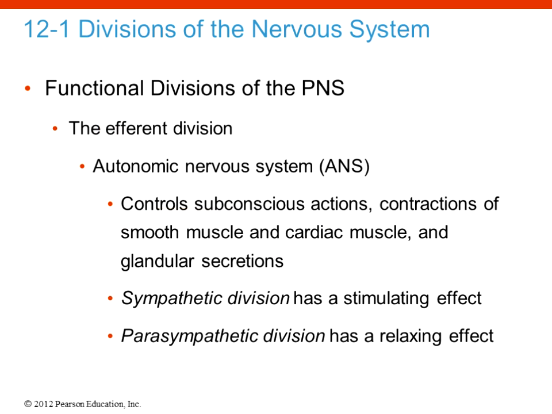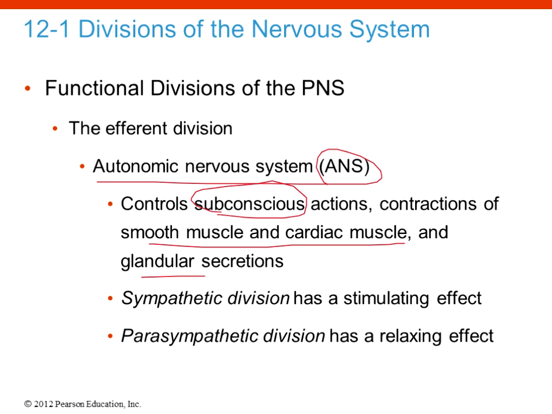Okay? The autonomic division, right, autonomic nervous system, or ANS, which we're going to spend the whole chapter on later on in the semester, controls pretty much everything else. The autonomic nervous system controls subconscious actions of smooth muscle, cardiac muscle, and glandular secretions, right? So subconscious is a really important part of that, right?